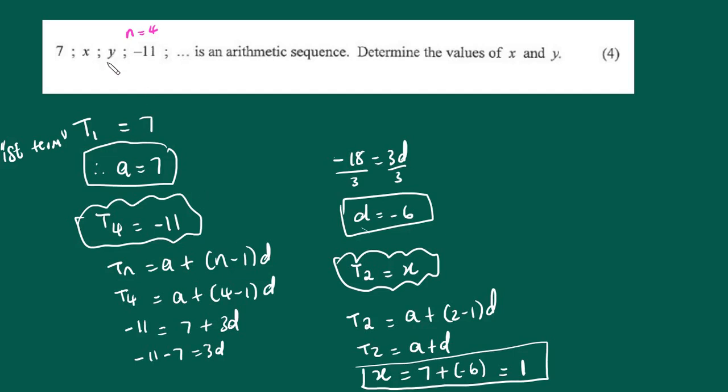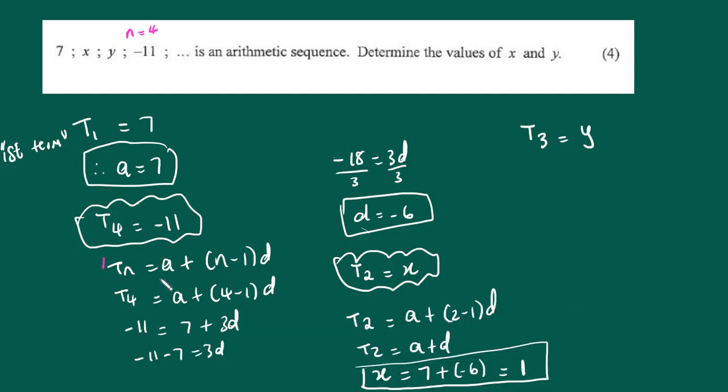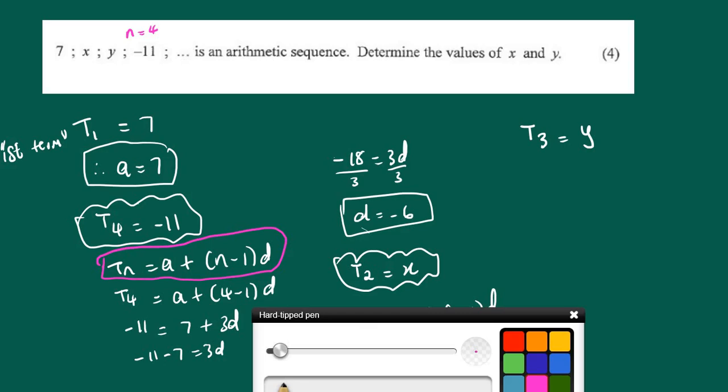Then now I'm looking for y. It's very simple. Which position is y? Well, y is in t3. So t3 is equals to y because y is the term in the third position. If I were to use again this formula, just highlight it a bit differently so that you can always look at that. Right, this is the formula we're using because it's an arithmetic sequence.